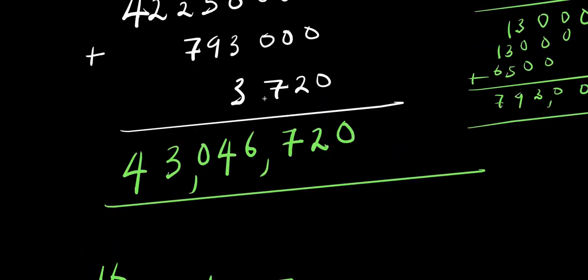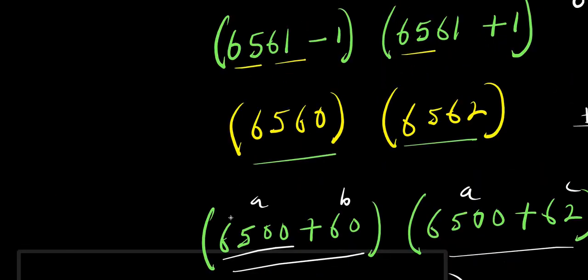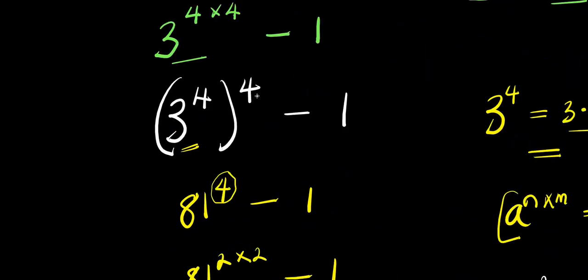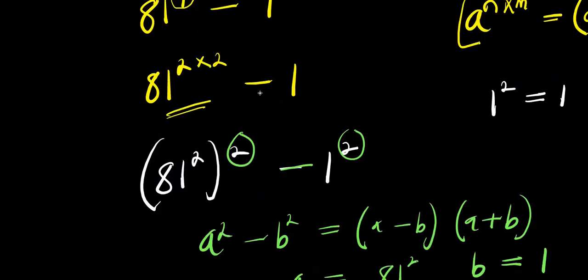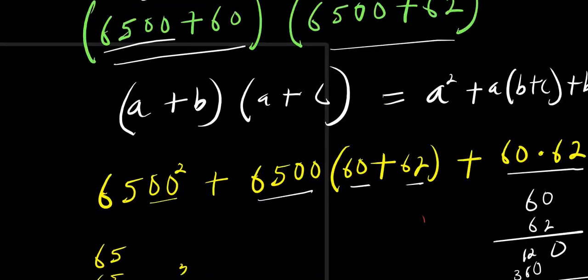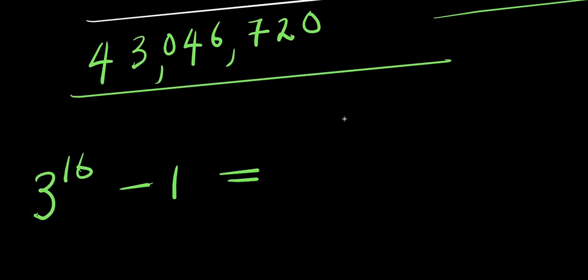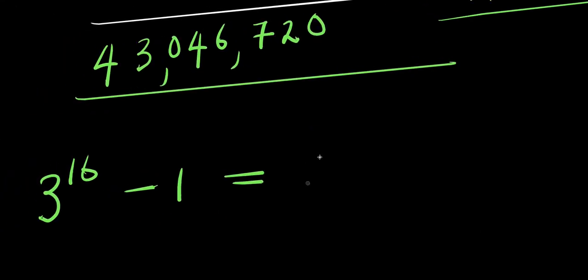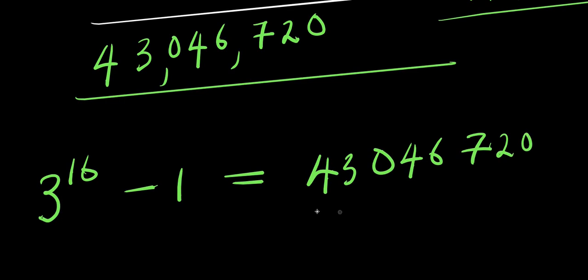I believe so. Let me confirm the question because I'm just solving. Yes, 3 power 16 minus 1. So 3 power 16 minus 1 is simply 43,046,720. We have achieved this without a calculator.